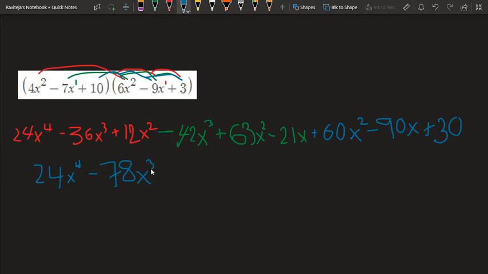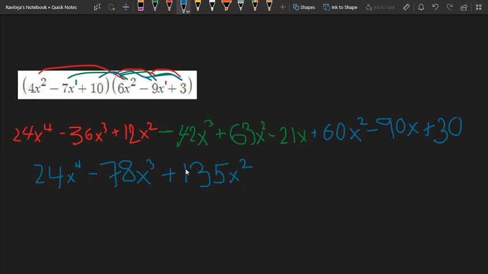Okay, now we move on to x squared. We have a 12x squared, a 63x squared, and a 60x squared. Now we just add 12, 63, and 60 to get, well, 12 plus 63 is 75. 75 plus 60 is 135. So then we get plus 135x to the second, or squared.